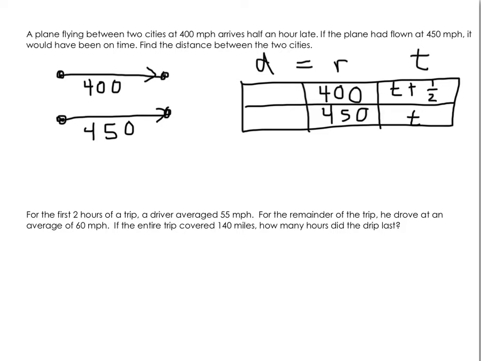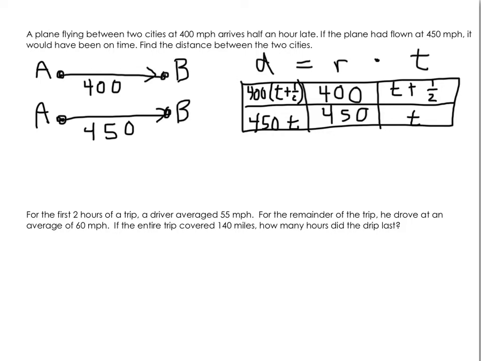Now, what is distance? Distance is rate times time. So our distance is 400 times T plus 1/2. What about our second plane? Our distance is 450 times T. But we know that these two planes are both beginning at city A and ending at city B. They're going the same distance.